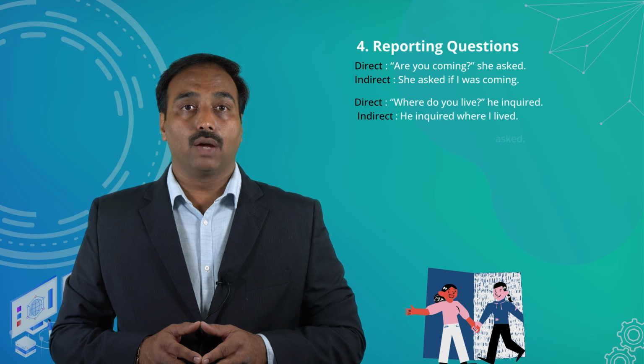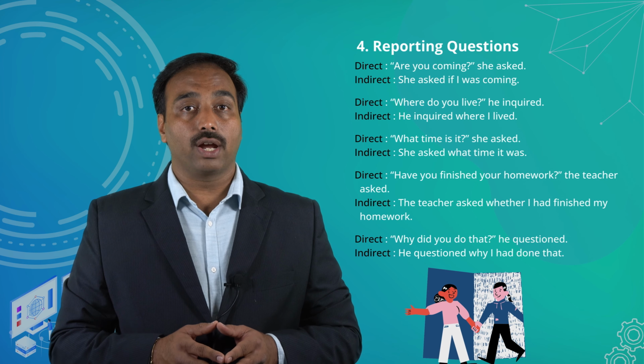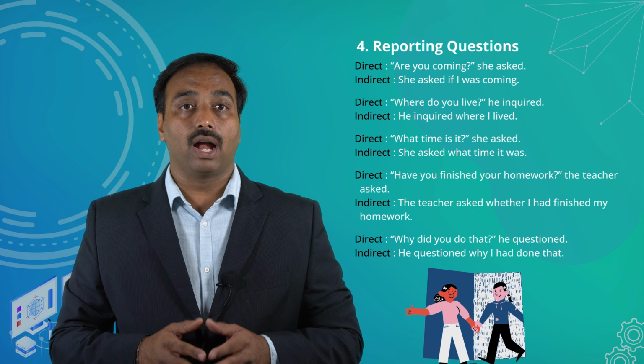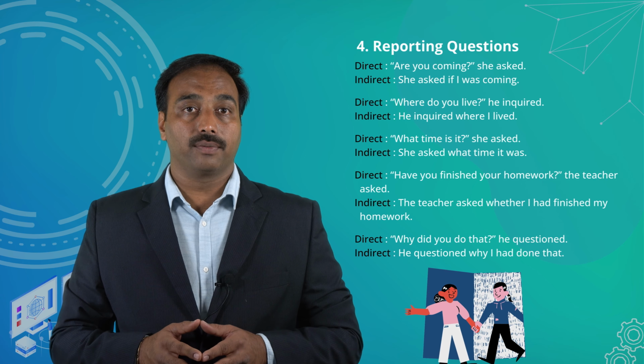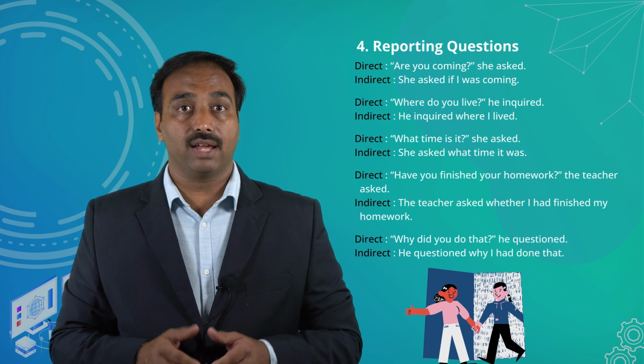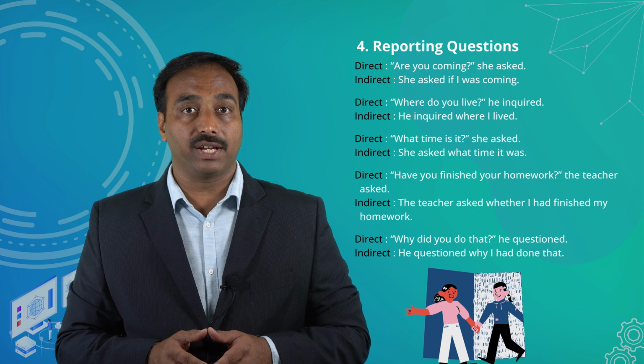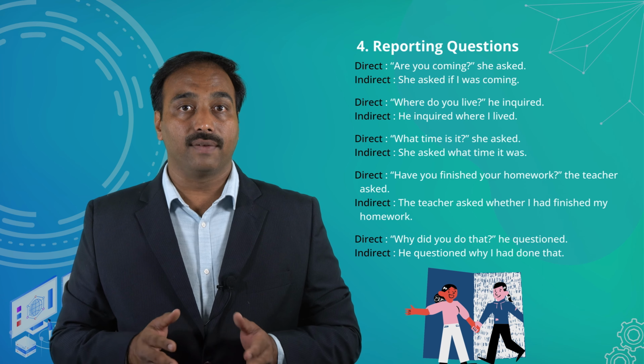Reporting questions. When reporting questions, the sentence structure changes from interrogative to declarative and question marks are omitted. "Are you coming?" she asked. In indirect speech, it is, she asked if I was coming. "Where do you live?" he inquired. In indirect speech, it is, he inquired where I lived.